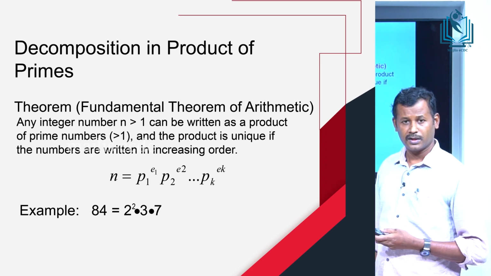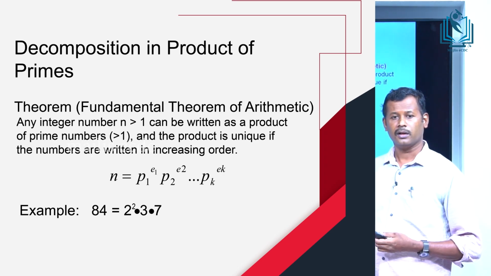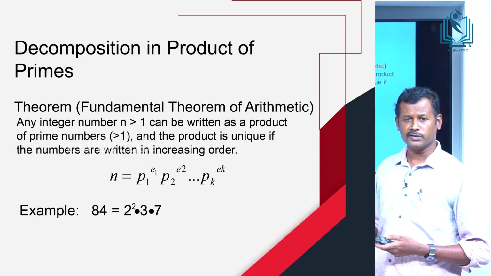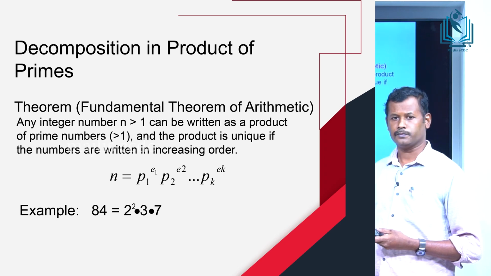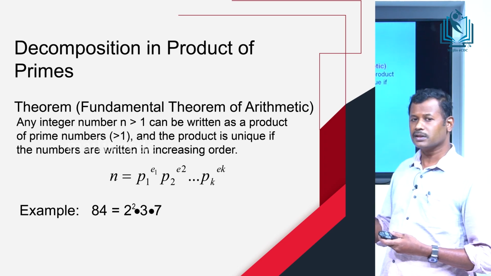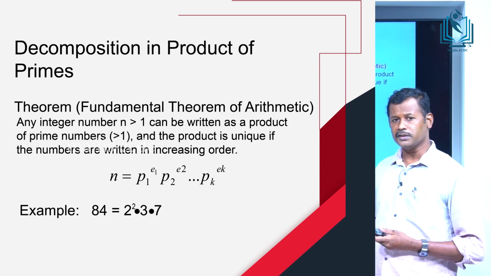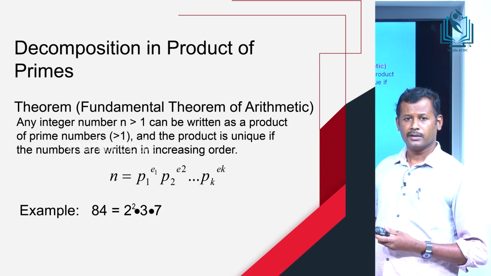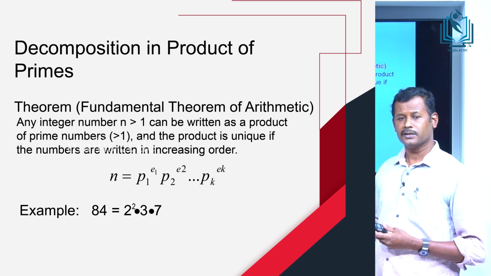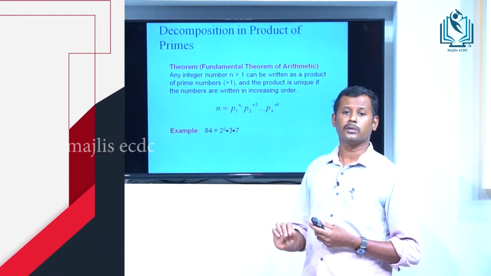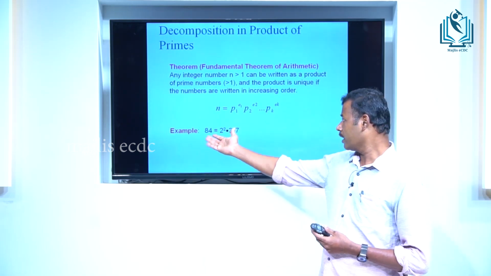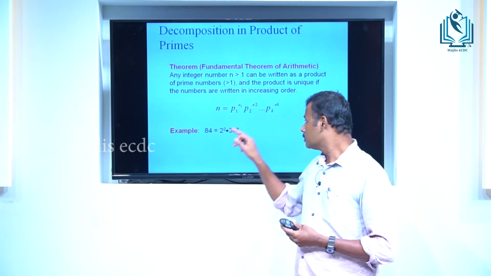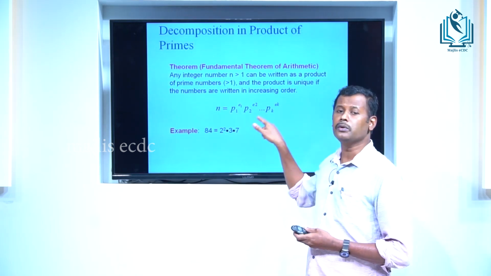If we choose any composite number, another example, 18 is a composite number. Firstly we divide 18 by 2, then we get 9. After that we divide 9 by 3, then we get 3. Therefore 18 equals 2 into 3 squared. In a similar manner, 84 equals 2 squared into 3 into 7.